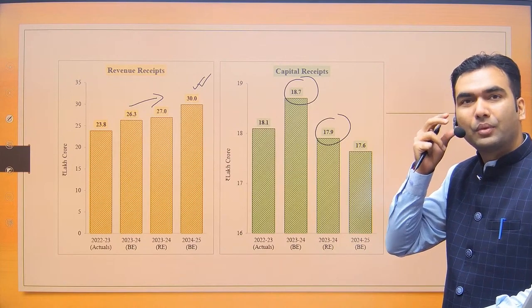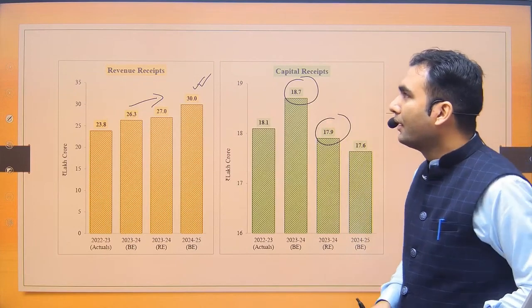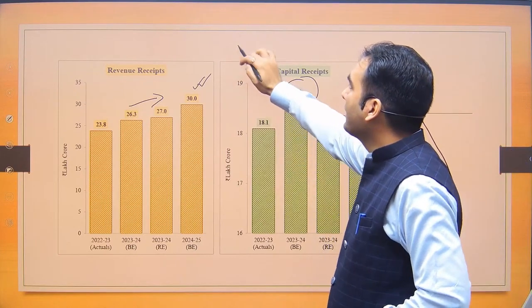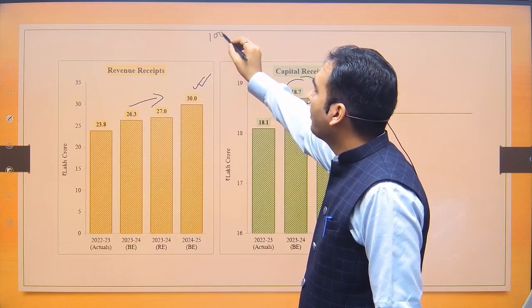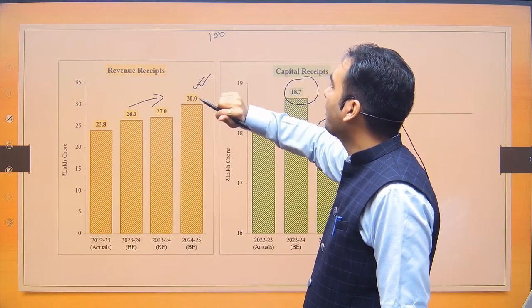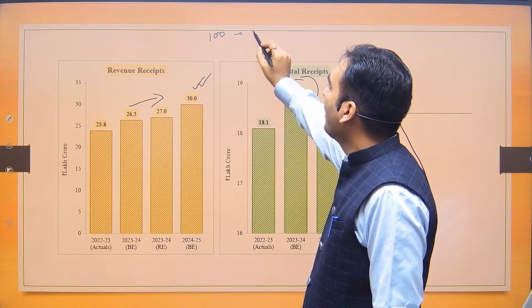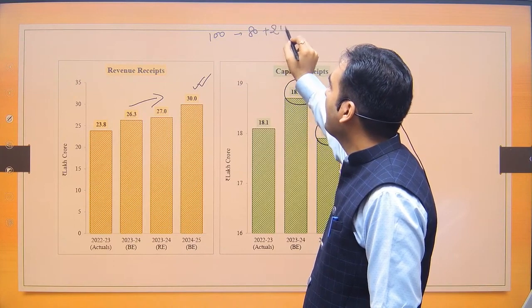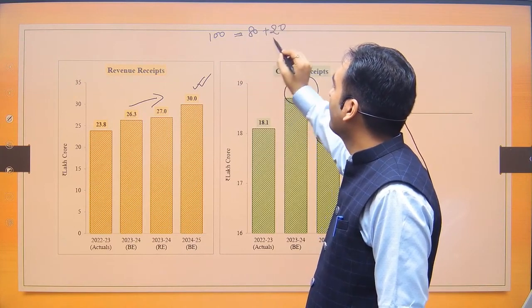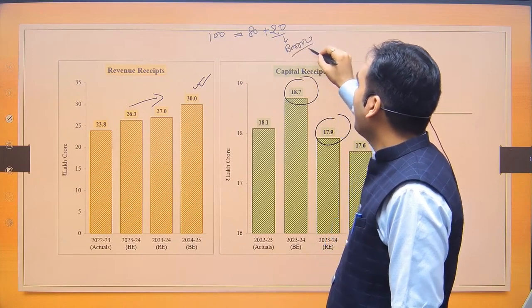Atmanirbhar? No. See, this it is simple. See, government has to do a total expenditure of say 100 rupees. Out of this 100 rupees, government was having its own revenue of say 80 rupees, and then 20 rupees is something that government has to borrow. This borrowing is part of capital receipt.